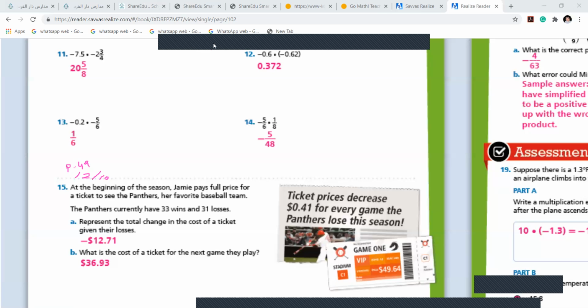All right, and now, represent the total change in the cost of a ticket given by their losses. How much did he lose? Tell me first, what is the amount he lost? 31. Okay, and then times, and for each loss, how many dollars did they give you for each loss?